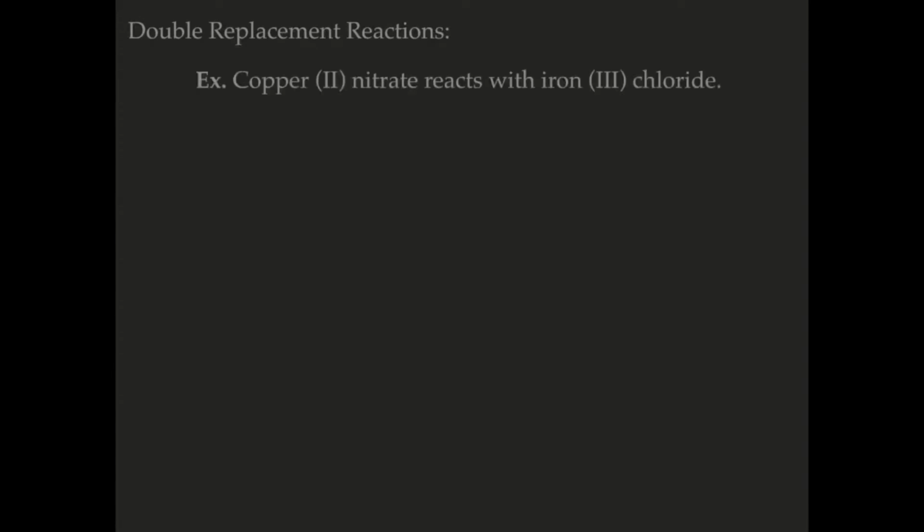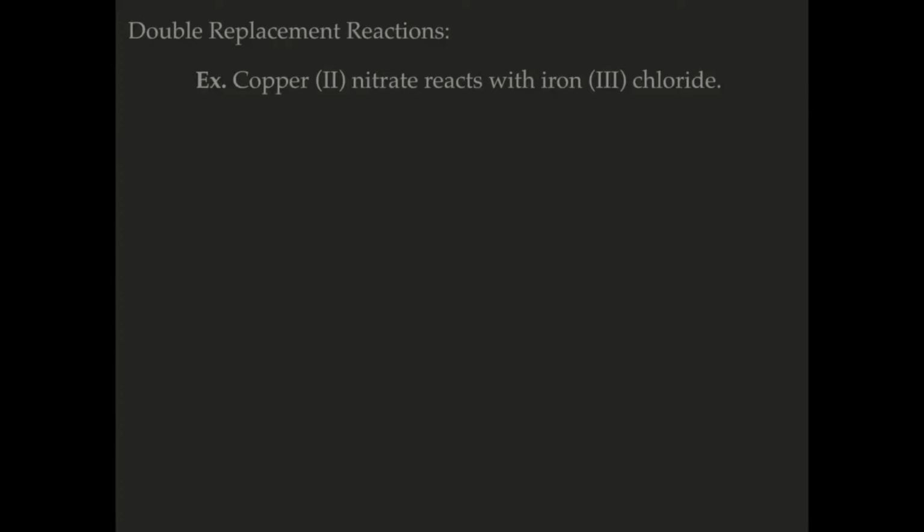Alright, so in this lesson what we're going to be looking at are double replacement reactions. In contrast to single replacement reactions, in which one element kicks out another one that was in a compound, in a double replacement reaction you have two compounds that react and they actually exchange partners. So we're going to look at an example in order to understand how to predict the reactants and the products for a double replacement reaction.